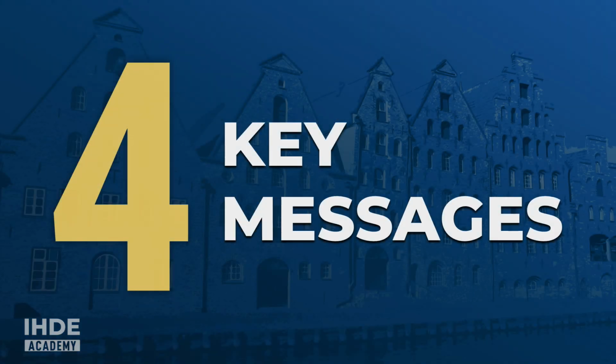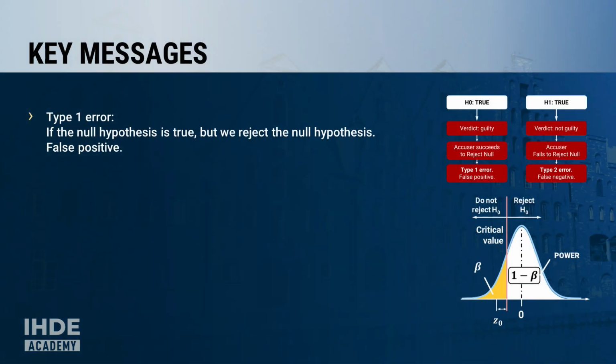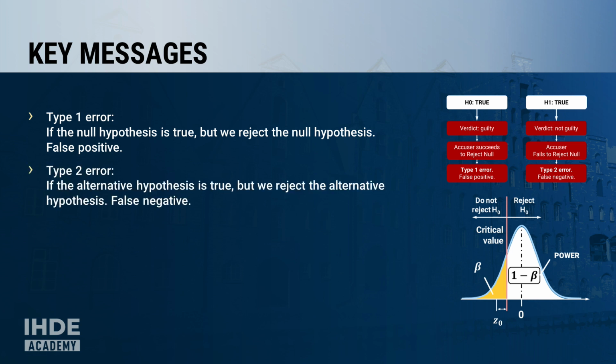So, that's a lot of information. Therefore, I will summarize the 4 most important key messages. A type 1 error occurs when the null hypothesis is true but rejected. The alternative hypothesis was, therefore, incorrectly accepted. A type 2 error occurs when the alternative hypothesis is true but rejected. The null hypothesis was therefore incorrectly accepted.